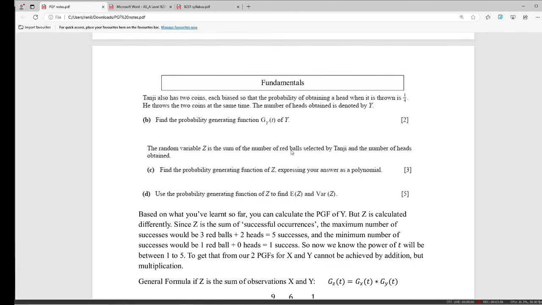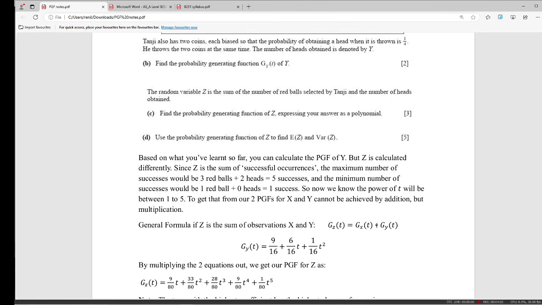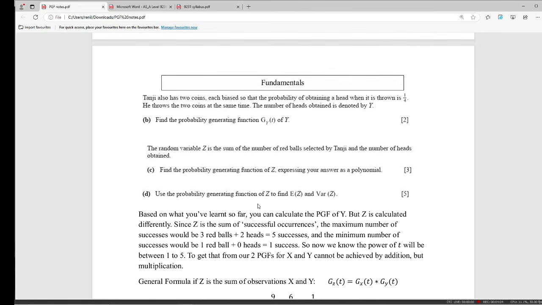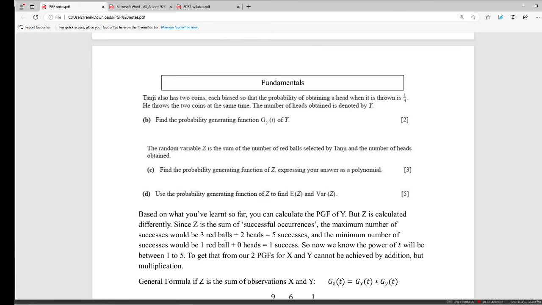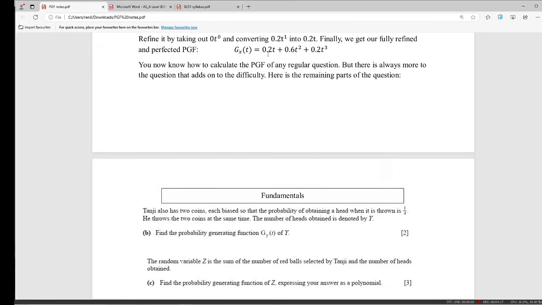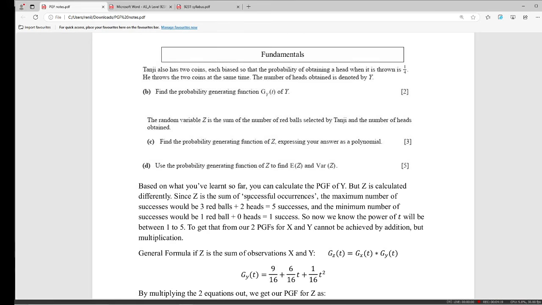To sum up red balls and number of heads, we have to multiply our Gx(t) and Gy(t). The reason is what I'm going to explain right now. The maximum number of successful occurrences would mean getting 3 red balls and 2 heads, which is 5 successes, and the minimum would be to get 1 red ball, because there's only 1 red ball you can get here, and 0 heads, for 1 success.